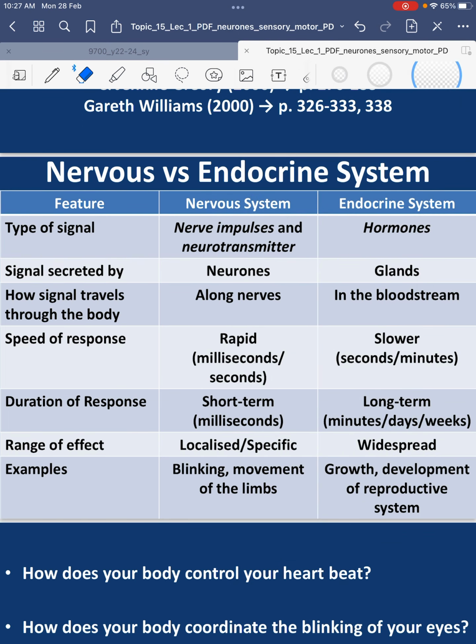When we look at the nervous system, on the other hand, they use different types of chemicals: nerve impulses as well as neurotransmitters. Nerve impulse is also referred to as electrical impulse, and then neurotransmitters. These are secreted by neurons. So how do they travel? Along nerves, meaning inside a nerve.